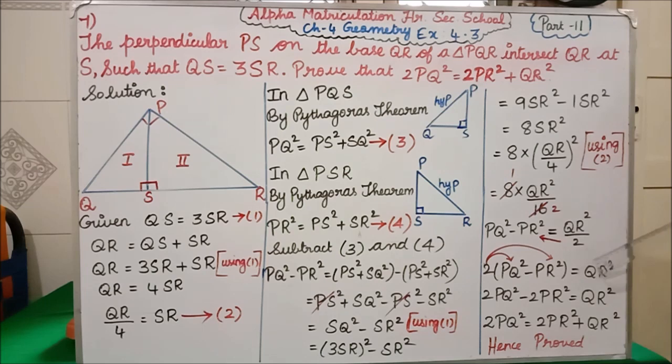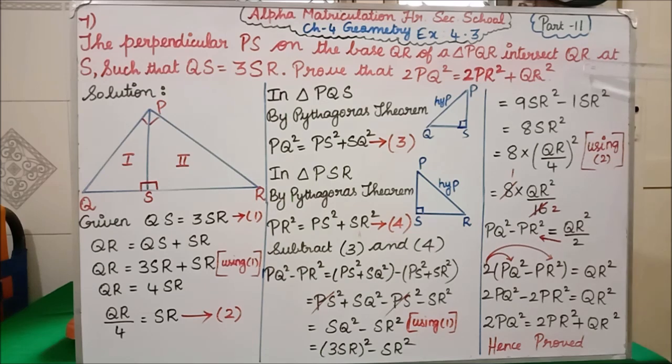Now this 2 we have to do cross multiplication. So if you do, what we will get? 2 into PQ square minus PR square is equal to QR square. Now multiply this 2 inside. 2 into PQ square, 2PQ square. 2 into minus PR square, minus 2PR square equal to QR square.